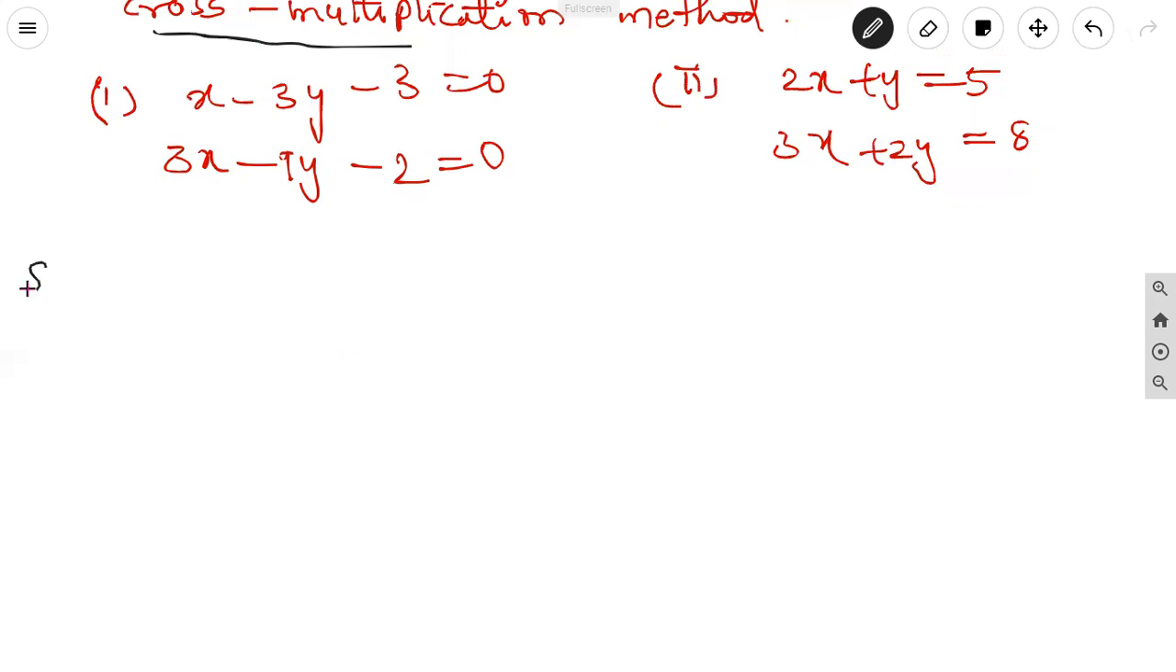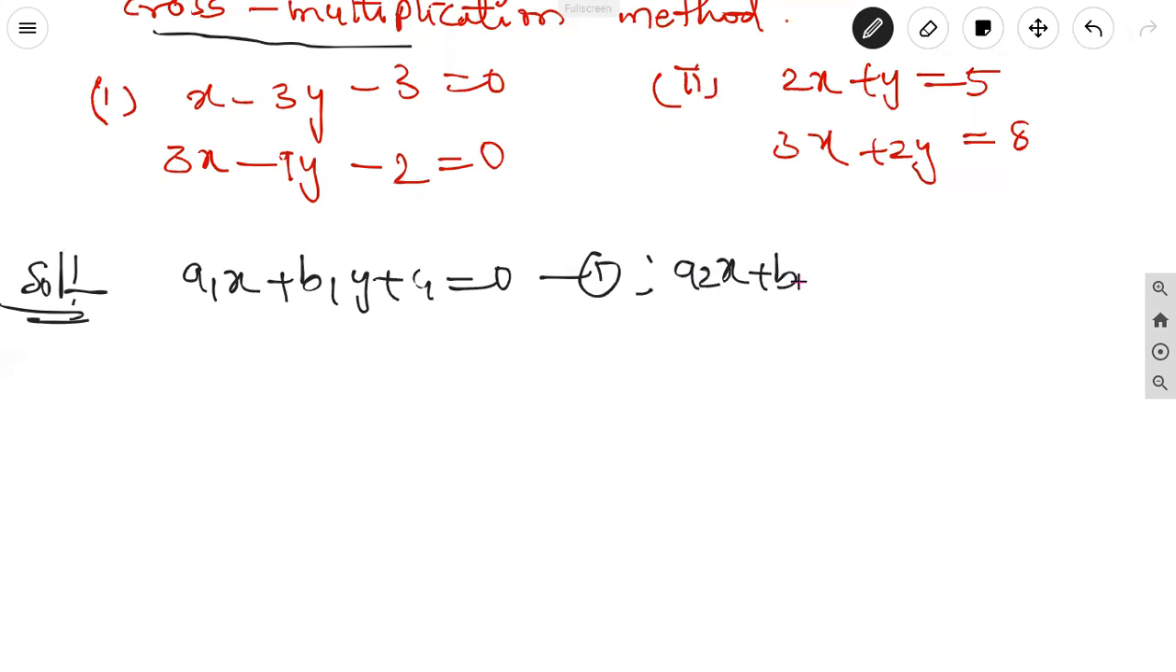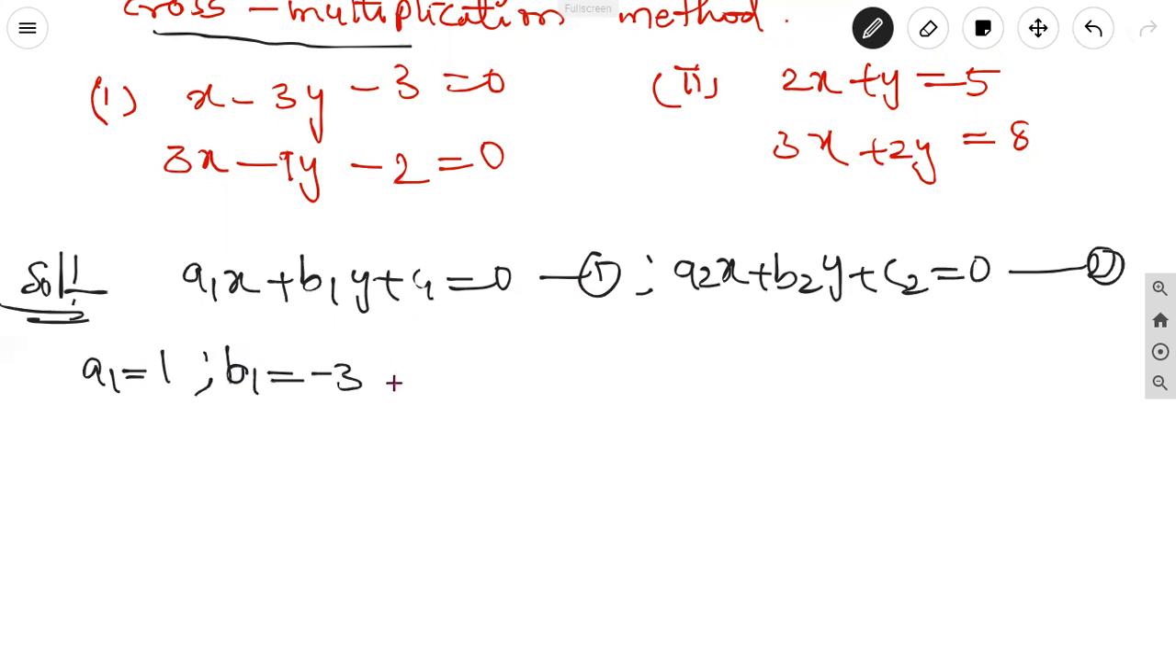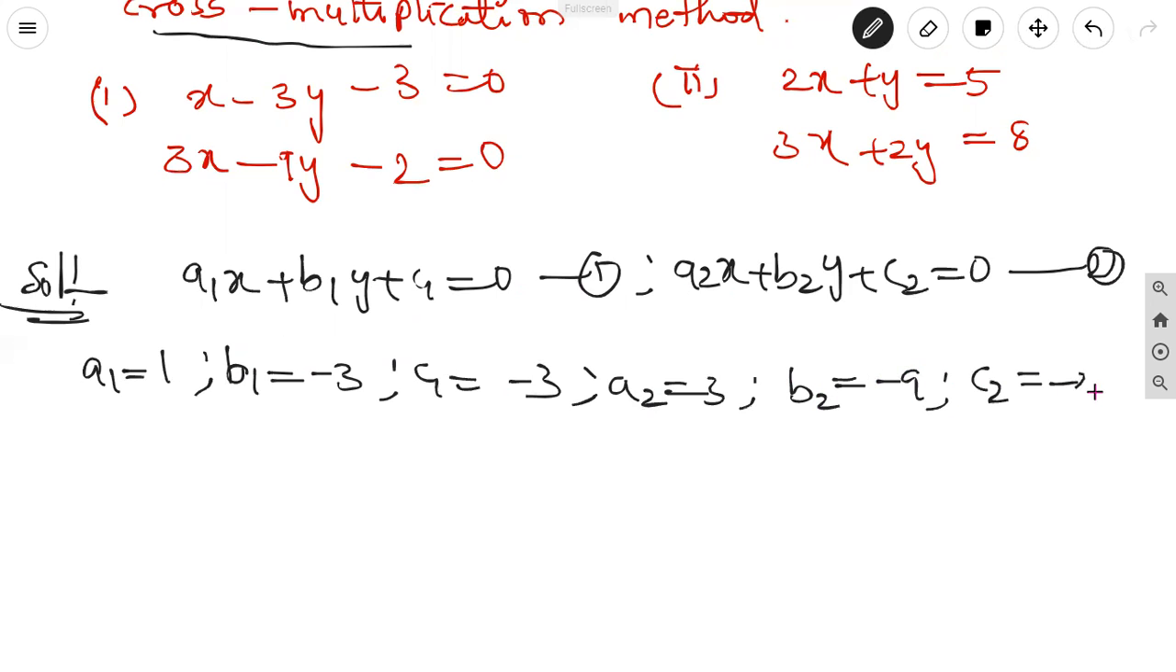2 equal to 0. If they ask about unique, infinitely many or no solution, we compare the given equations with the general form of the equations, a1x plus b1y plus c1 equal to 0 and a2x plus b2y plus c2 equal to 0. Here the coefficients of x and y are compared with the general form. Here a1 equal to 1, b1 equal to minus 3, c1 equal to minus 3, a2 equal to 3, b2 equal to minus 9, c2 equal to minus 2.